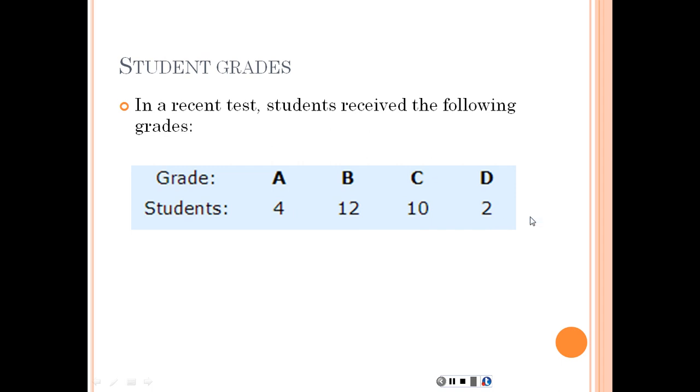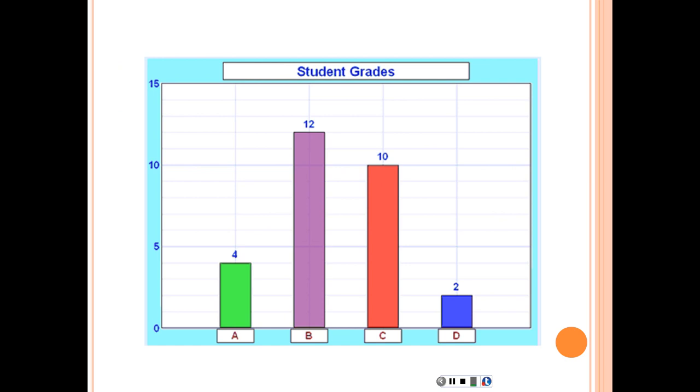Now, let's look at the bar graph for this. Again, we can easily see that most of our students received B's. Actually, most of our students received grades of a B or a C. And again, only 2 students received a D.